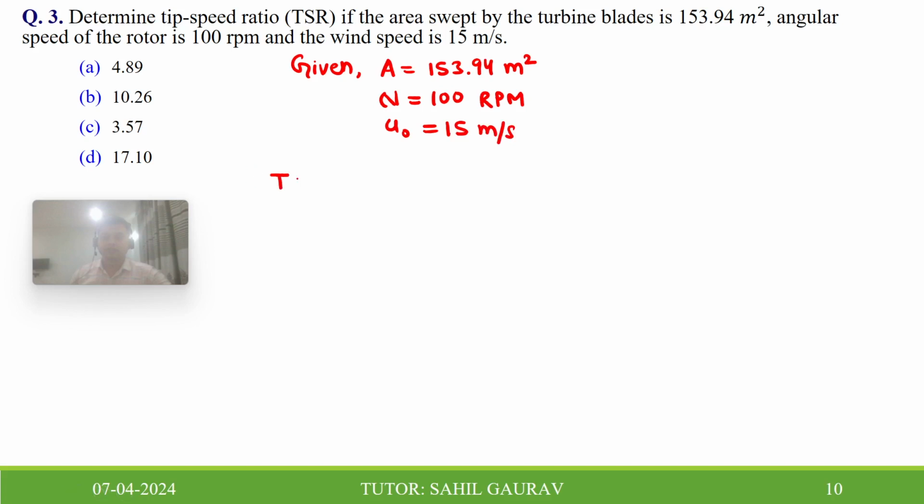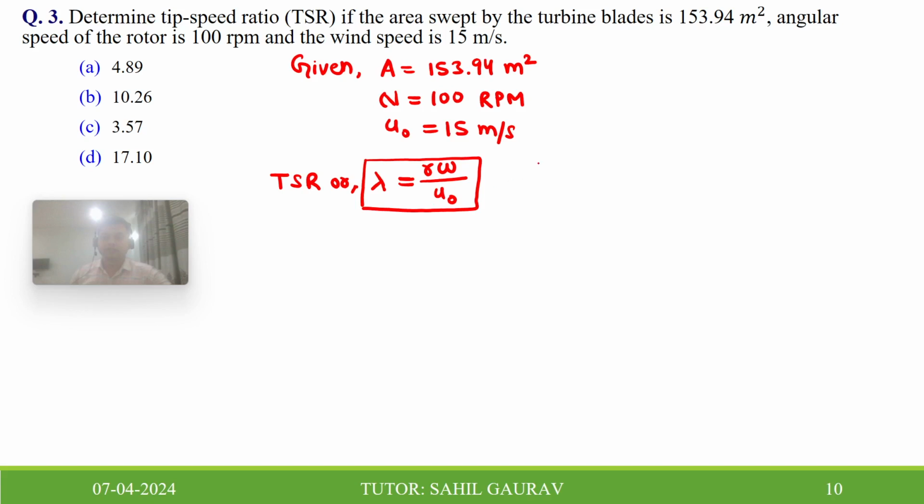So TSR is denoted as lambda. We know that it is the ratio of rotor tangential speed upon the wind speed. So lambda is omega r or r omega divided by u naught. So it is the ratio of tangential rotor tip speed upon wind speed. Lambda is equal to r omega upon u naught. It is a very important expression, just keep it in mind.